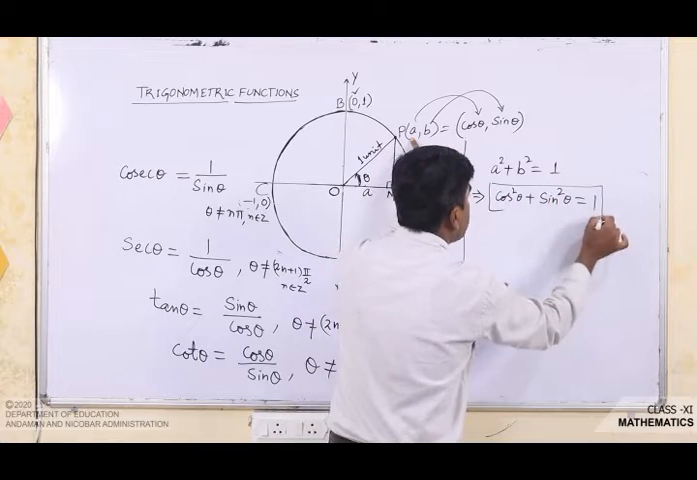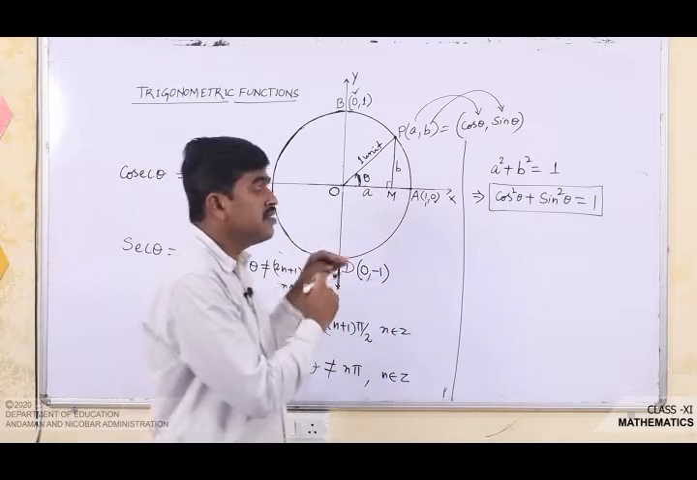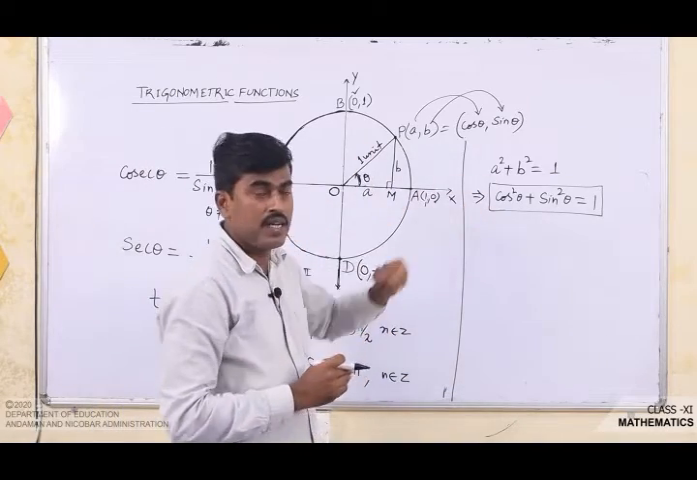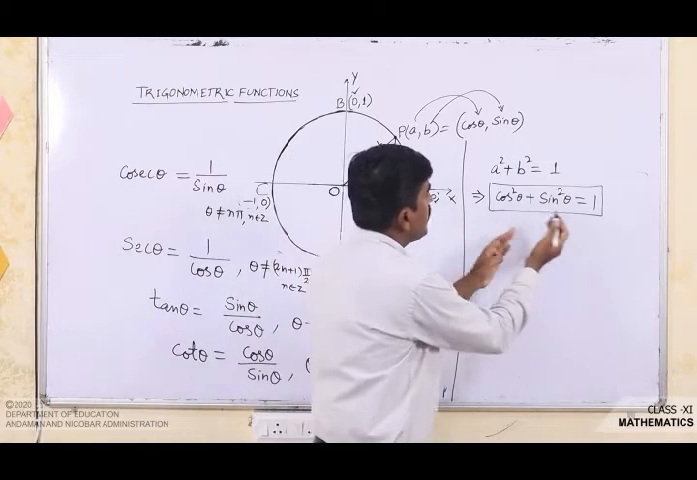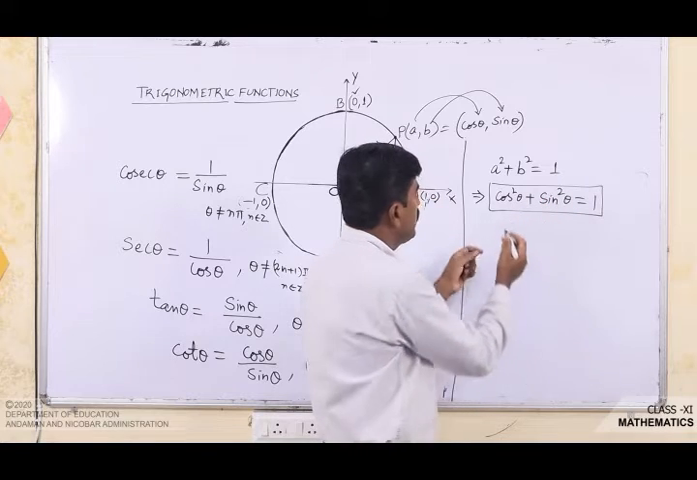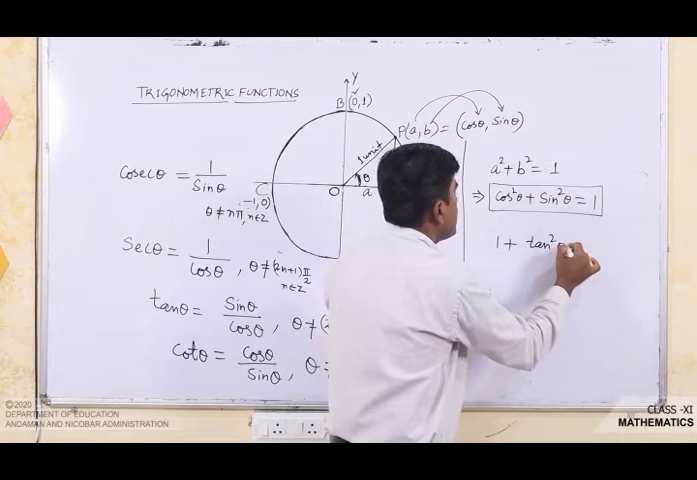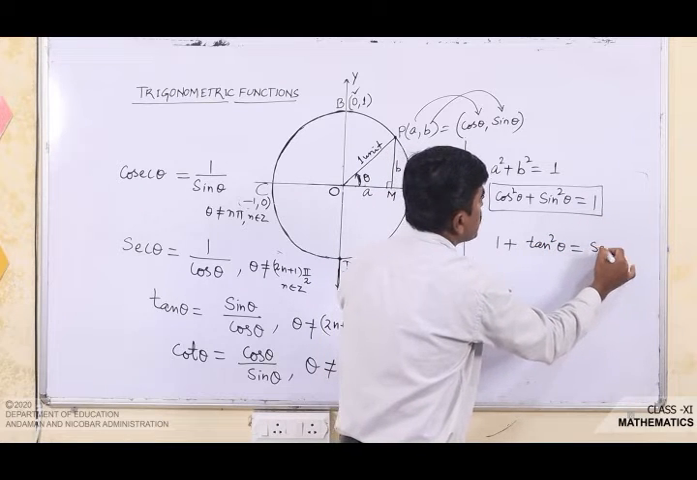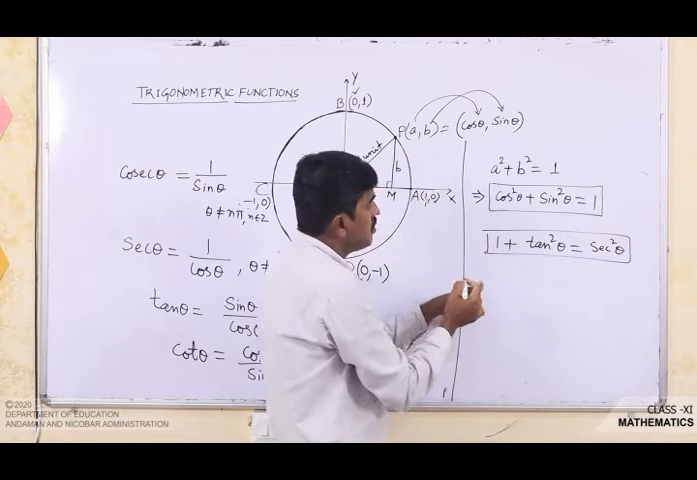So this is one important identity that you already studied in class 10th, but here we got this result in a different way, using this unit circle. Now if we divide this by cos square theta, we will get 1 plus tan square theta is equal to 1 by cos square, that is sec square theta. This is another identity.